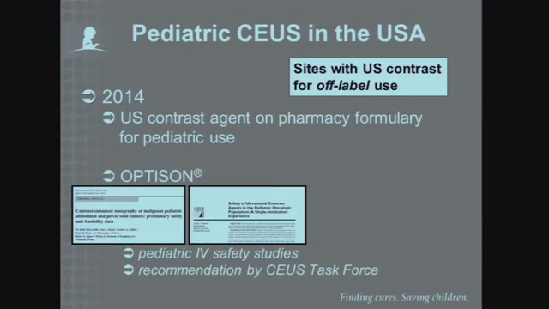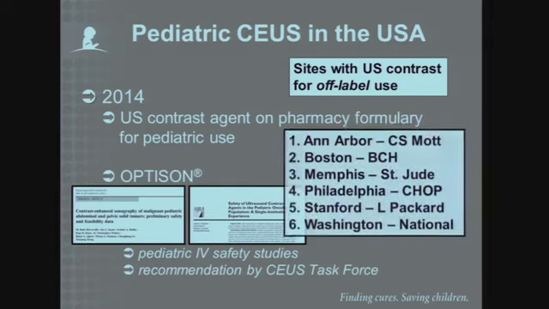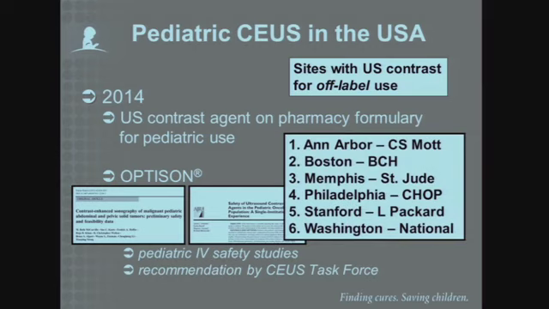There are now several institutions throughout the United States that are using ultrasound contrast agents off-label for clinical indications. These include the University of Michigan, Boston Children's Hospital, St. Jude in Memphis, CHOP in Philadelphia, Lucille Packard at Stanford, and Children's National Medical Center.